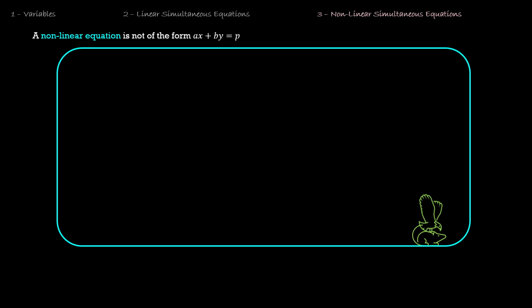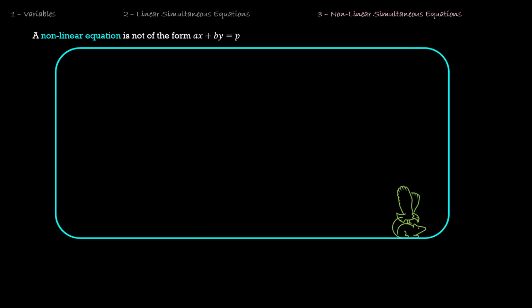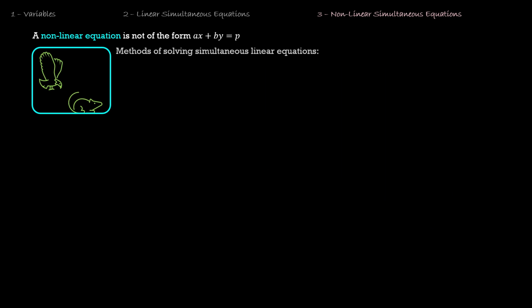If we are given the equation of both the eagle's and the rat's path, we can calculate the coordinate at which they meet. There are two methods which can be used to solve for non-linear simultaneous equation. Like before, the graphical method is highly not recommended. Instead, we will be using the substitution method.